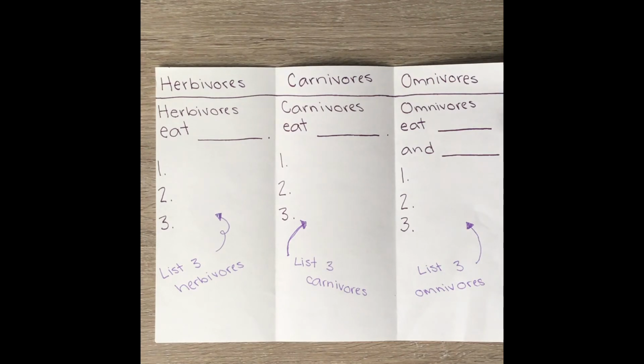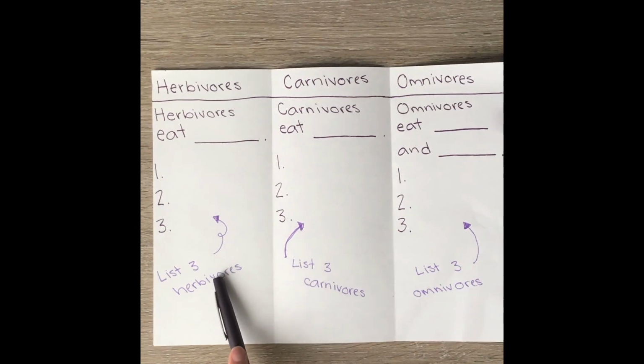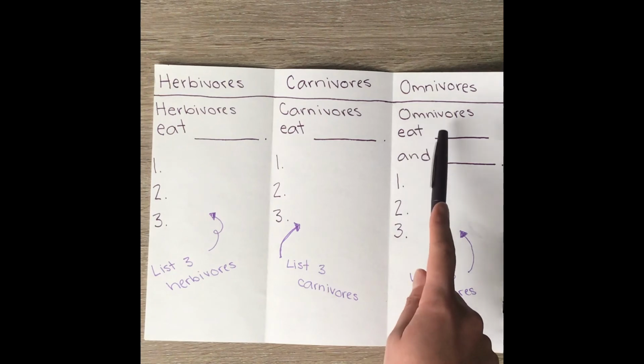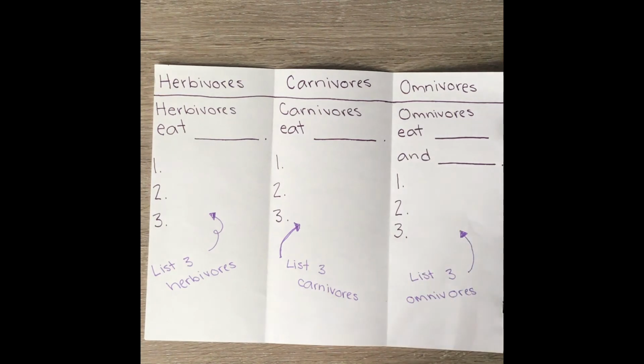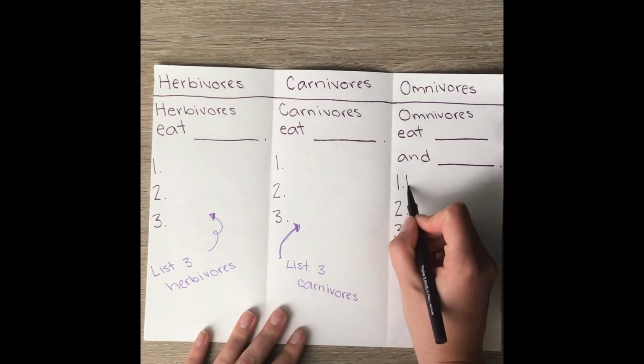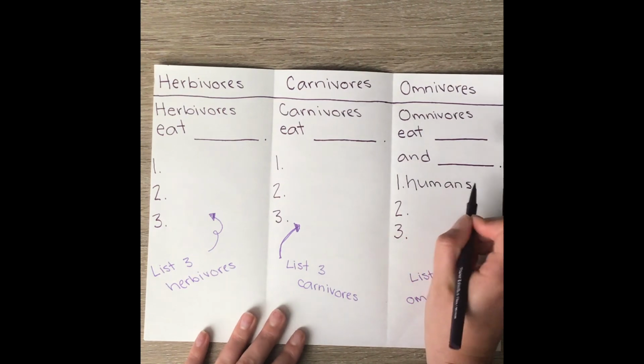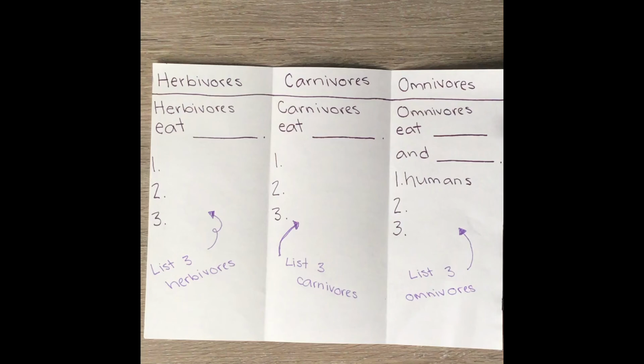I also want you to think about, which category do humans go into? Do humans eat only plants? Do humans eat only meat? I think humans eat plants and animals. So I'll give you a hint. You could put humans in one of your answers here. If you need help getting started, I want you to rewind the video to the page in the book that I read, because it will give you a couple of examples for each category.